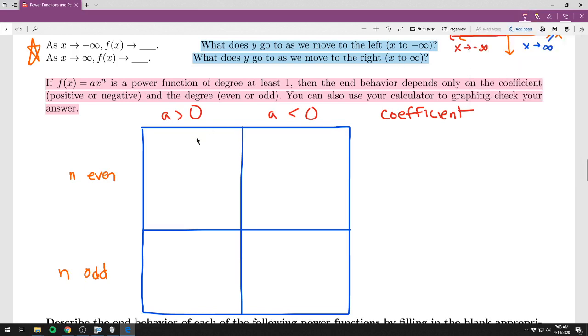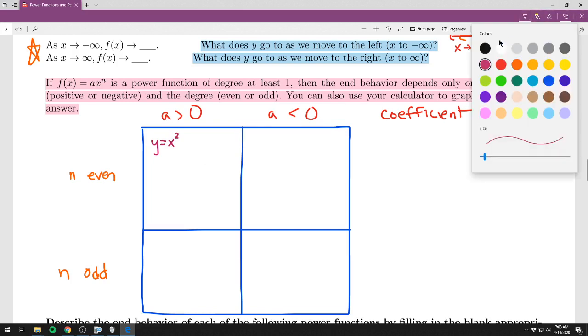So what I'm going to start is by writing just one example of these and look at the graph, because all the graphs will mimic the same shape. Okay, so if a is positive, we can always think about it as 1. And if n is even, we can use 2. So this is pretty much asking for y equals x squared.